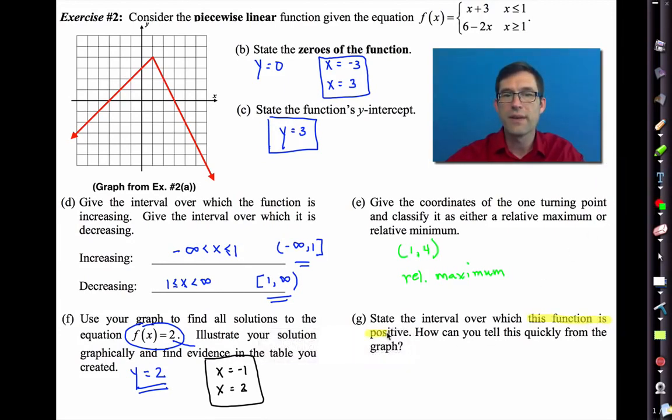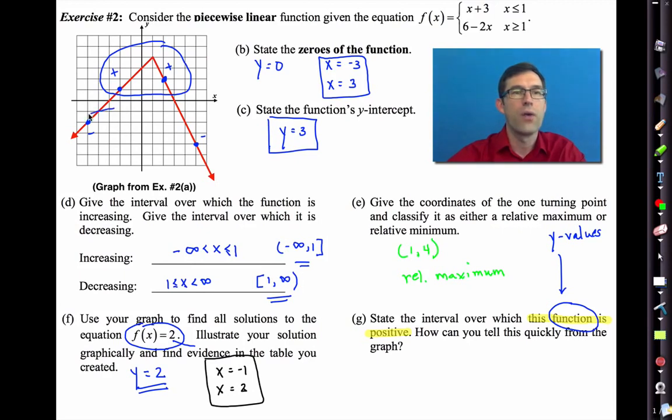This function is positive. Very, very important. The function is the y values. Now, just think a little bit. Going to the graph, here's a y value that's positive, but here's a y value that's negative. Here's a y value that's positive. Here's a y value that's negative. In fact, all the y values up here are positive, and all the y values down here are negative.